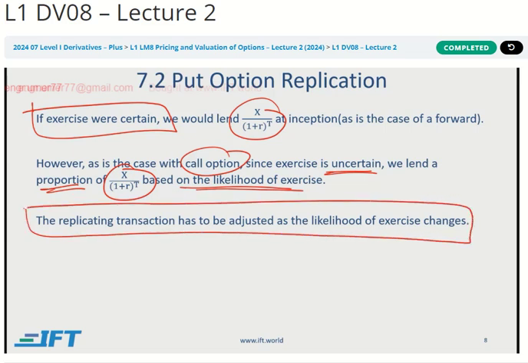The replicating transaction has to be adjusted dynamically based on the likelihood of the exercise as that changes. And that, by the way, just for your interest, has to do with option Greeks like delta and gamma, and I hope to teach this to you at CFA level 2.